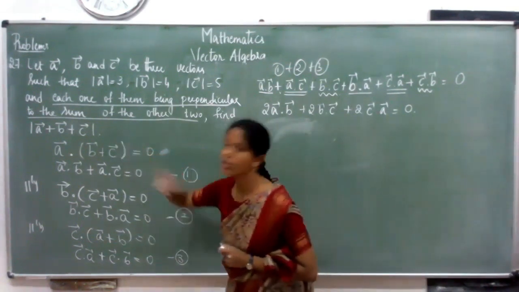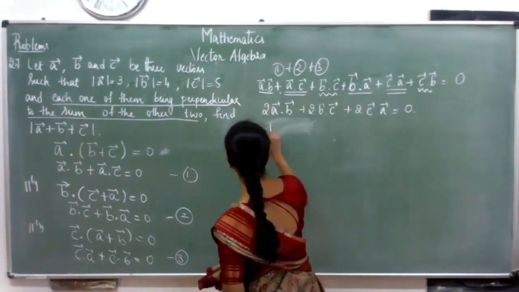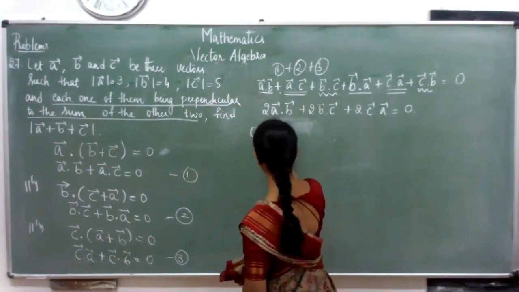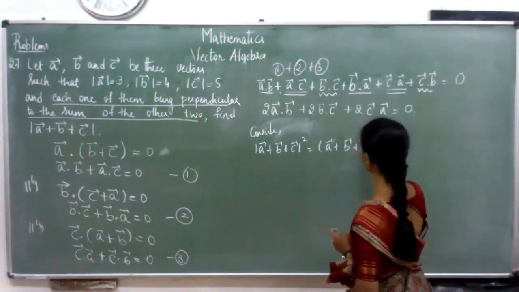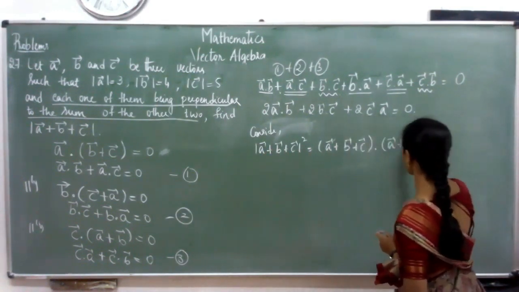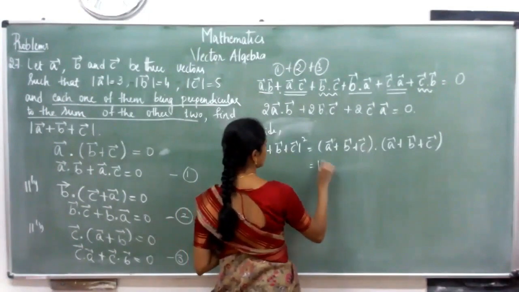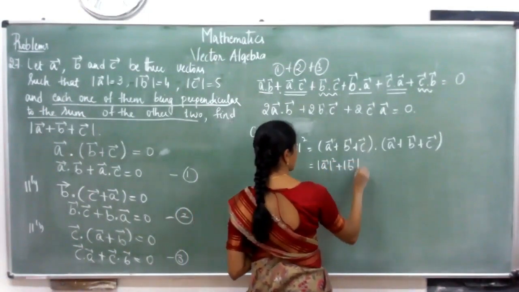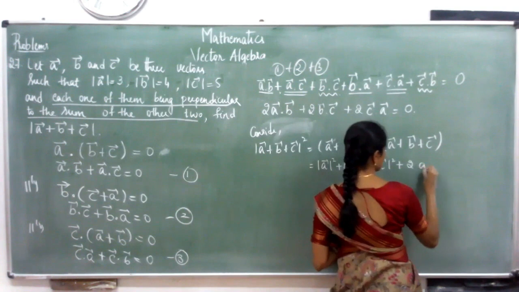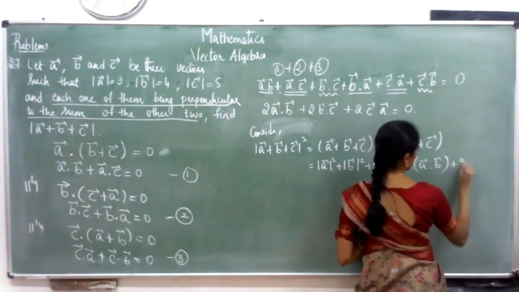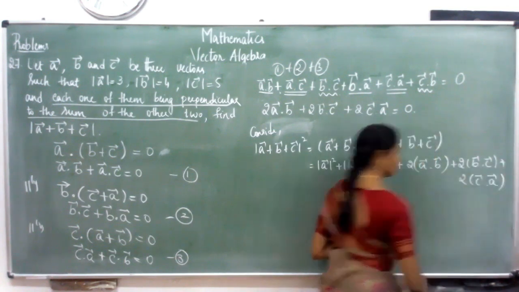Now let us find the magnitude of vector A plus vector B plus vector C. In order to find that, as you already know, we need to consider the magnitude of vector A plus vector B plus vector C, the whole square, which can be written as vector A plus vector B plus vector C dot vector A plus vector B plus vector C. So this is equal to magnitude of vector A the whole square plus magnitude of vector B the whole square plus magnitude of vector C the whole square plus 2 times vector A dot B plus 2 times vector B dot C plus 2 times vector C dot A.